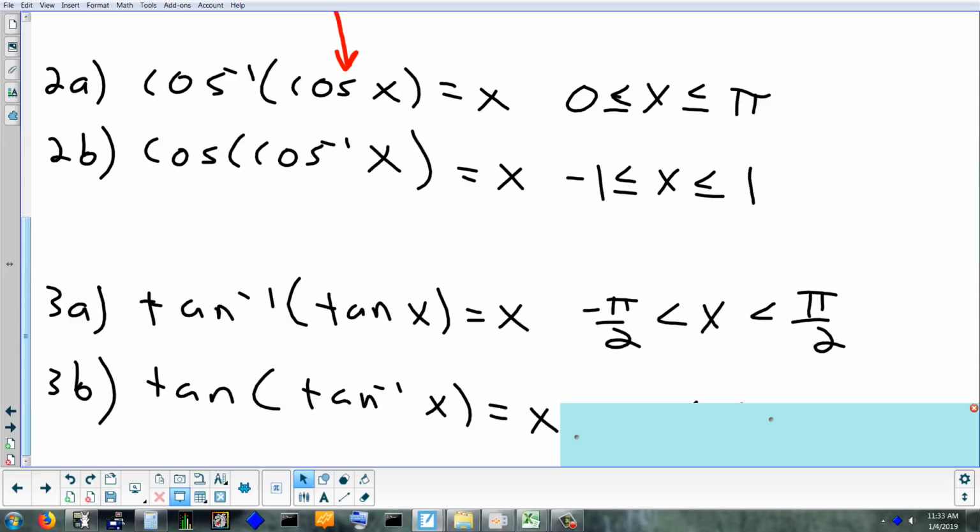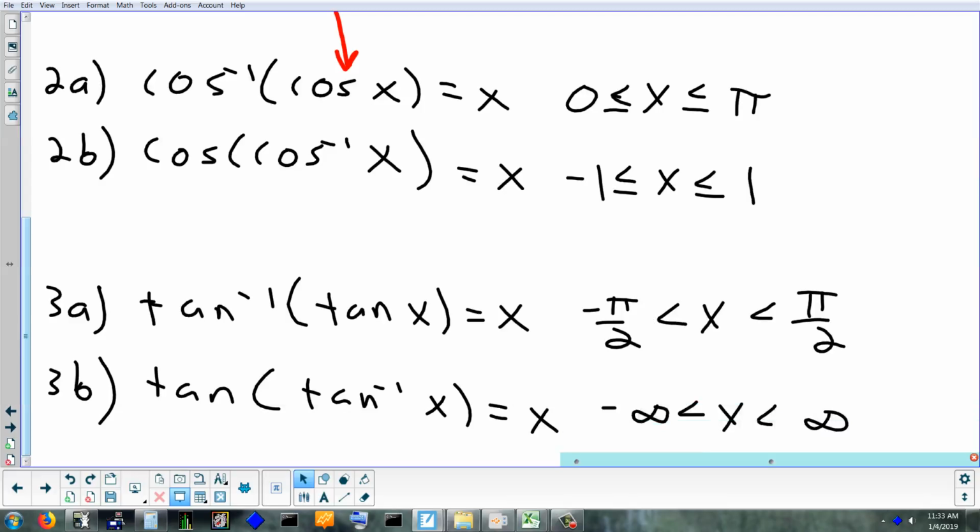So the B version, tangent on the outside, inverse on the inside, cancels each other out as long as x is between. And now think of what's the domain of inverse tangent. When I drew inverse tangent, how far left and right did it go on the screen? Or think of how far up and down regular tangent goes. Either way, negative infinity. So this one always works. It's negative infinity to infinity.